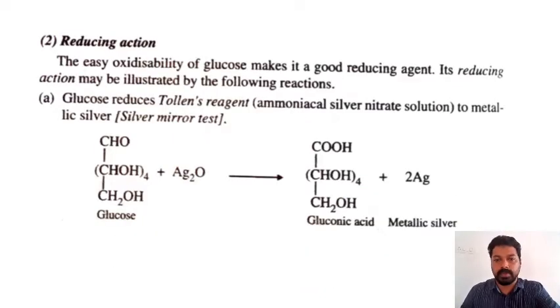Don't confuse gluconic acid with glucaric acid. So we have discussed that glucose can be easily oxidized. The easy oxidizability of glucose makes it a good reducing agent, so it can reduce Tollens' reagent as well as Fehling's reagent. Tollens' reagent is ammoniacal silver nitrate solution, AgNO3, in which silver is in the plus one oxidation state. The silver is reduced to the zero oxidation state, metallic silver. In that way, glucose is a good reducing agent, known as a reducing sugar.